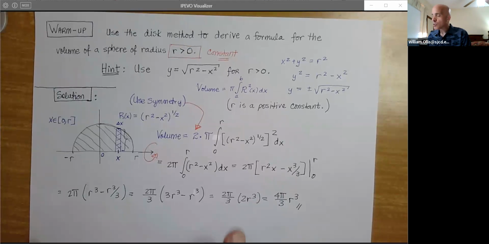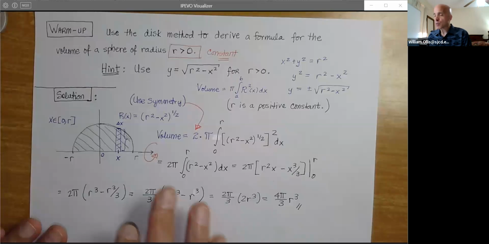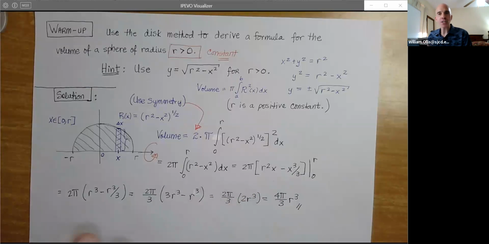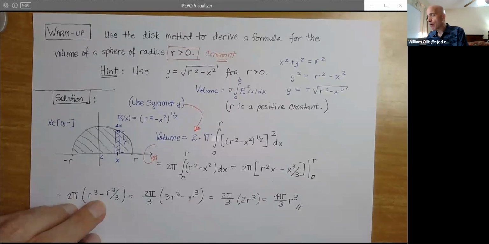Okay, so now what we see is the disk method can provide certain derivations of geometric formulas that we've to this point taken for granted. Now, I promised last time that I would do a derivation, and this is the problem, and I'll work this out like we did the last one.